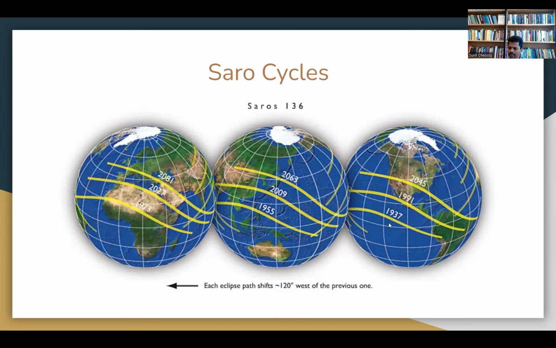And you also see that it is not at the same place. The path looks very similar, but it's not at the same place because of the 8 hours. So 8 hours is 1/3 of 24. So that is 1/3 of 360, which is a 120-degree rotation. And that is why the eclipses in this cycle are shifted westwards 120 degrees.